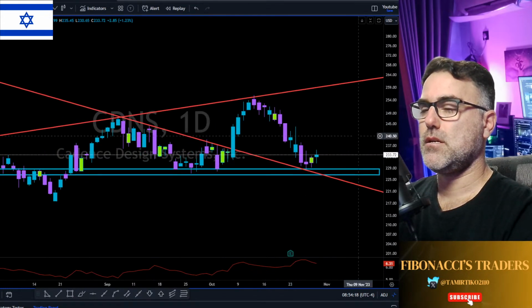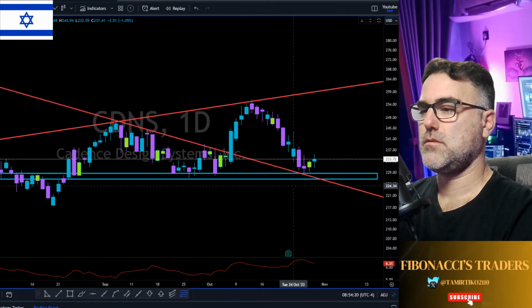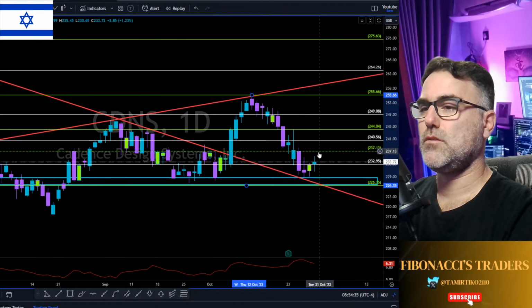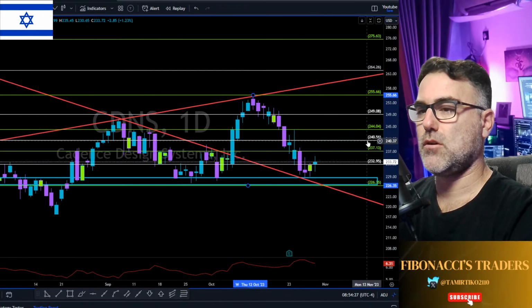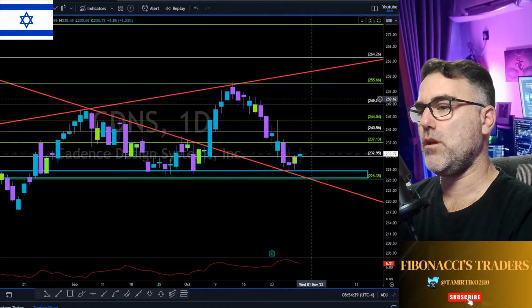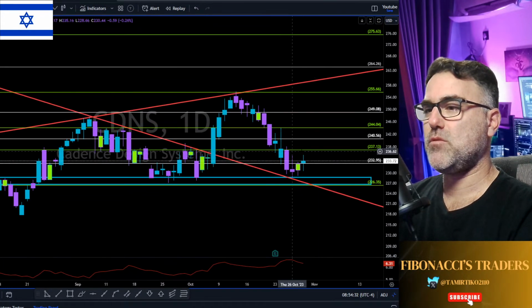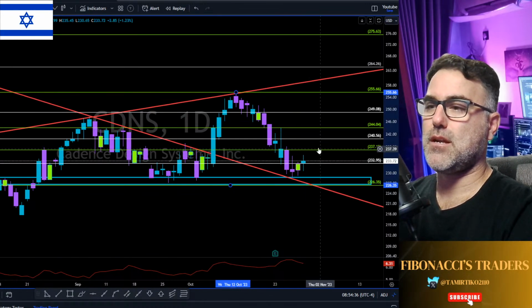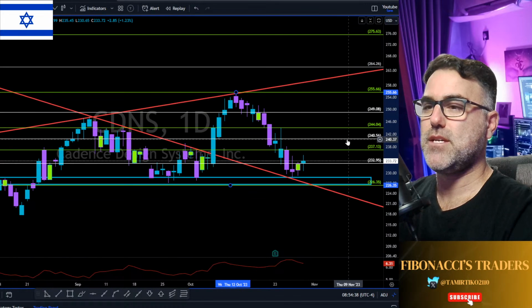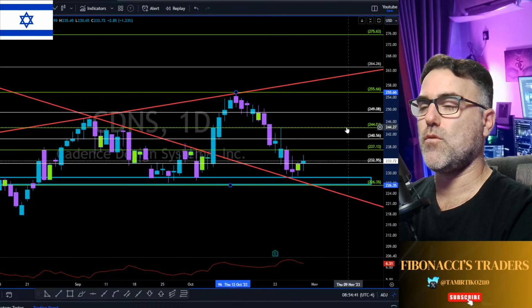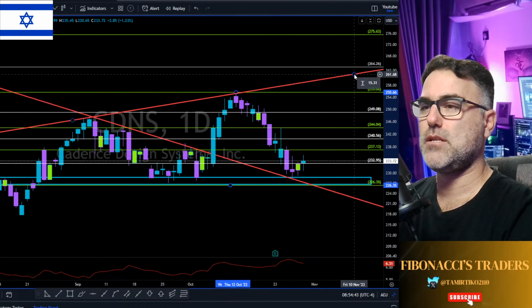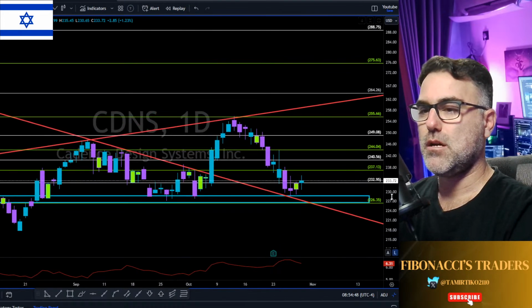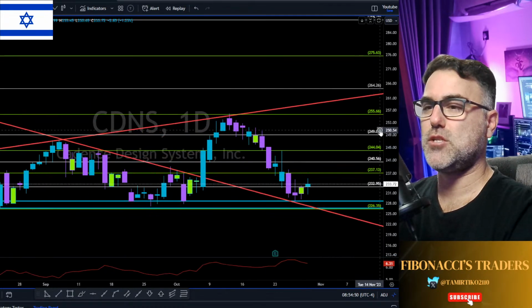Let's see. We need a break and a close above 237, and then we can start taking our long position, slowly building the long position. Maybe 25% initial position above this level, another 25% adding above this one, and the rest adding above the 244 towards this red trend line to the upside, using Fibonacci and ATR as our risk management.